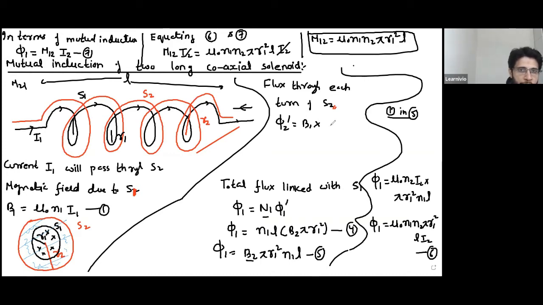So while calculating flux, I cannot use pi R2 square, because the area that we use here is the area which has magnetic field. But the whole of pi R2 square doesn't have magnetic field. Magnetic field is passing through only this much portion of R2. The radius of this portion is R1, so the area is pi R1 square.